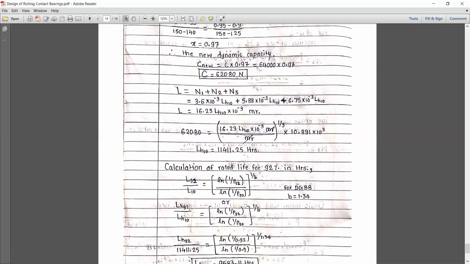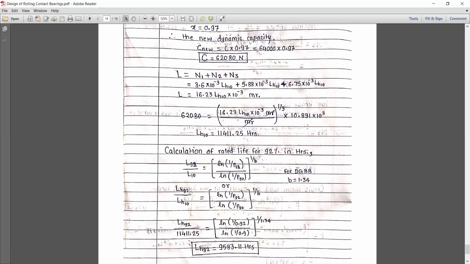Okay, so that equation, how we can find? Putting the value of L in that equation, MR gets cancelled, you can directly find out the value of bearing life in hours. Okay, for 90% probability of survival. ठीक है, तो वो वैल्यू कितना मिला हमें? After the calculation what we get is 11,411.25 hours. ये हो गया 90% probability of survival के लिए.